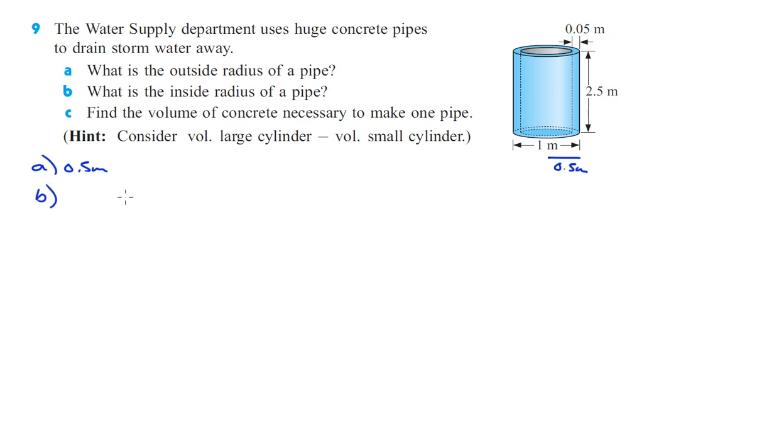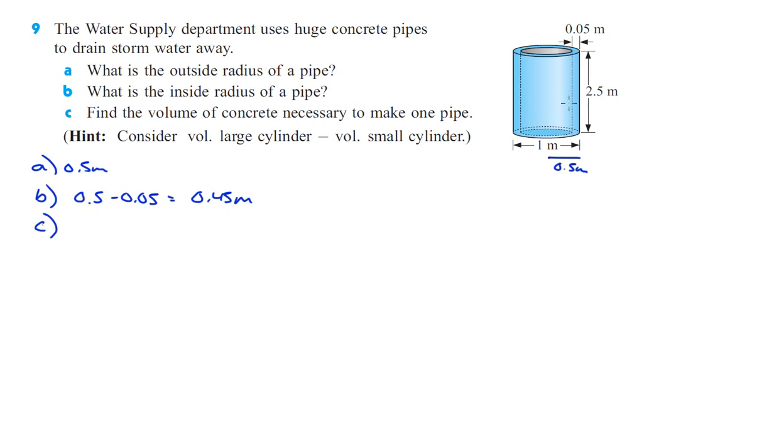Okay, for B, it asks what's the inside radius of the pipe. So that's basically going to be 0.5, that's from the inside to the outside, but then we've got to subtract the 0.05, which is going to give us 0.45 meters. Okay, and then part C, find the volume of concrete necessary to make one pipe.